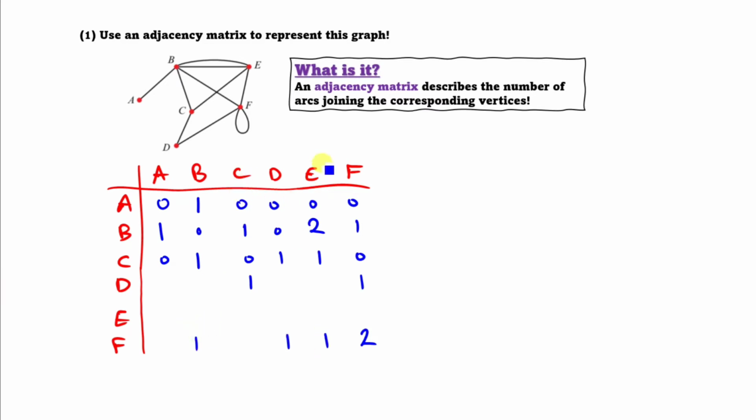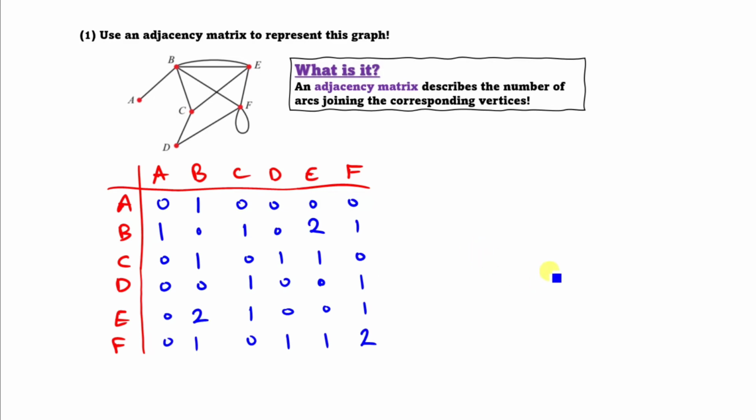And now lastly, let's look at E. So E goes to B twice, as we found out earlier. E also goes to C, and it also goes to F once. C once and F once. And that means the rest must be 0. It's always important to double check your results anyway, but this is basically a general idea, guys. If you see anything wrong with this, let me know, but that's how you do an adjacency matrix.